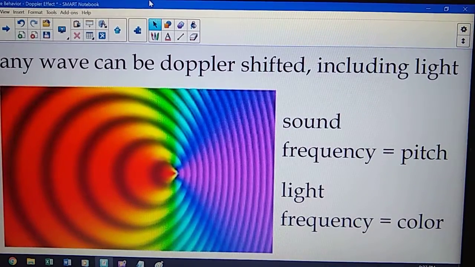Now, even though we are most used to the Doppler effect with sound, any wave could experience the Doppler effect. That includes light. Now, this is a little bit more extreme, and we often only see this in the case of astronomy. However, light can be shifted, whereas with sound, the frequency goes with pitch. With light, it's color. So when we're talking about the Doppler effect with light, we're really talking about a shift in color. But again, the same idea. If it is moving towards you, the waves will be bunched up. And if it's moving away from you, the waves will be spread out.